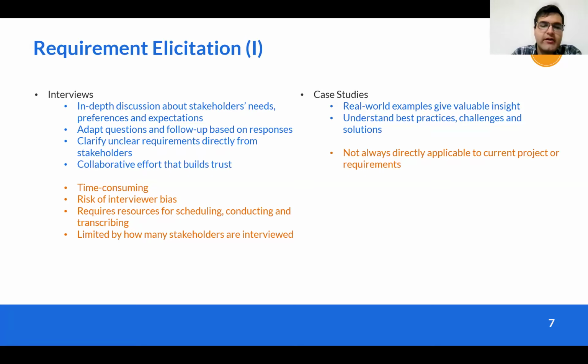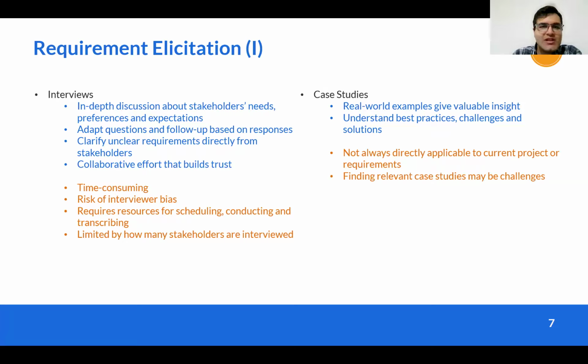Okay, if a school is hiring you to create a school management system, you have to look at their registration methods. You can't just read online how other schools do their management, right? You have to look at this specific school, and it might be completely different from what you usually do. Okay, so case studies might not directly apply to the project or the requirements, but there's always lessons in there. It doesn't mean you don't do case studies at all.